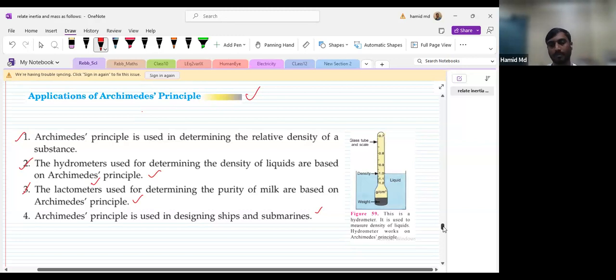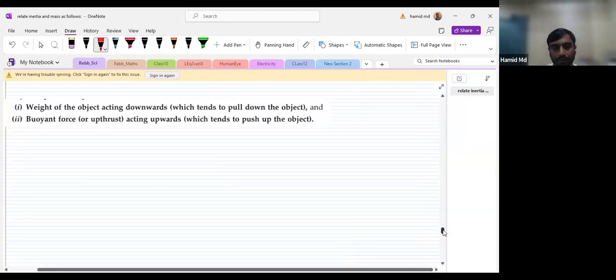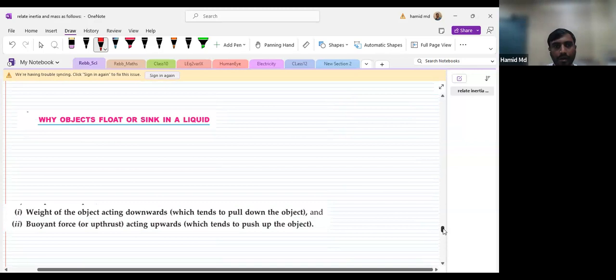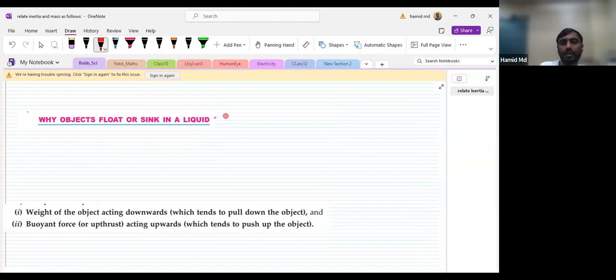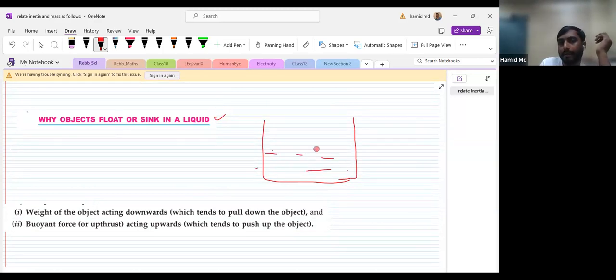So finished. Okay, now move further. Again we have the same question. I think we already discussed this. Why does an object sink or float? Now it's in terms of Archimedes principle. So why does an object float or sink in a liquid? So this is the liquid. We already discussed this. It may be in the order of the book.